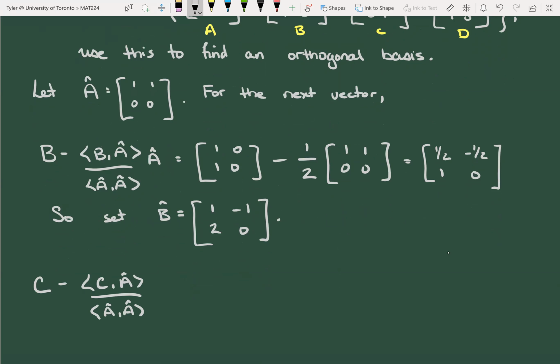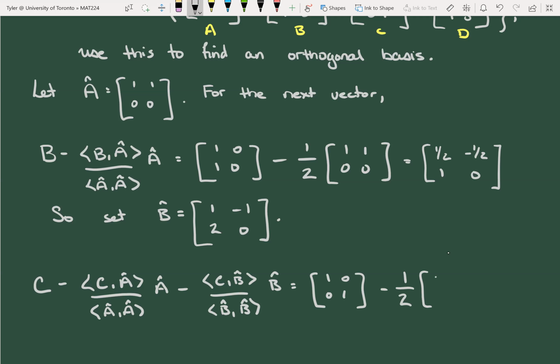Now, the other thing to note here is that once you've computed this denominator, this denominator is not changing. I'll show you what I mean by that. C was the identity matrix, 1, 0, 0, 1. If you work it out, you get exactly the same fraction there: 1/2, 1, 1, 0, 0. And then if we compute the inner product of C and B, you do get 1, but now the norm of B is 6. 1, -1, 2, 0, like that.